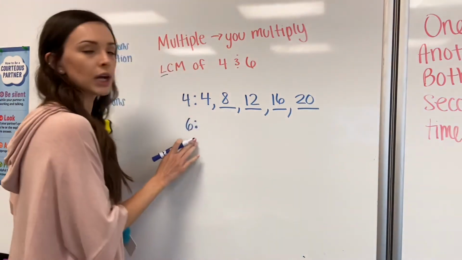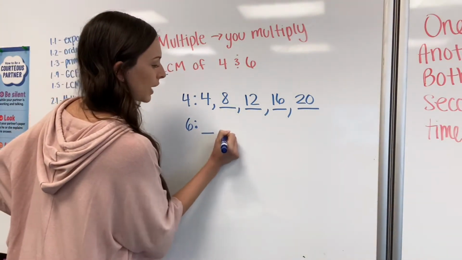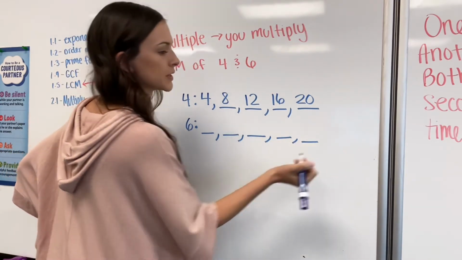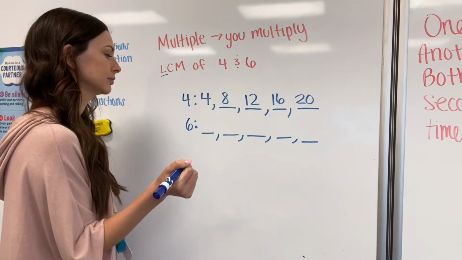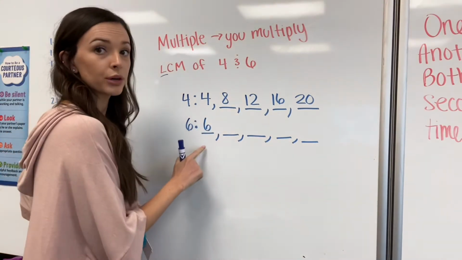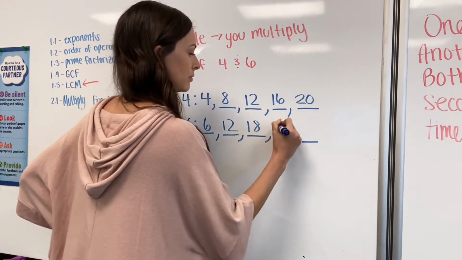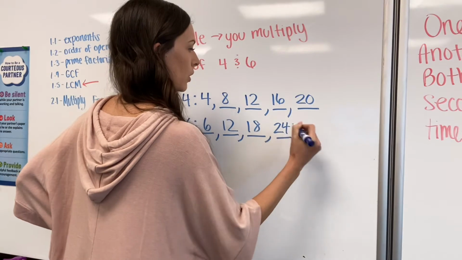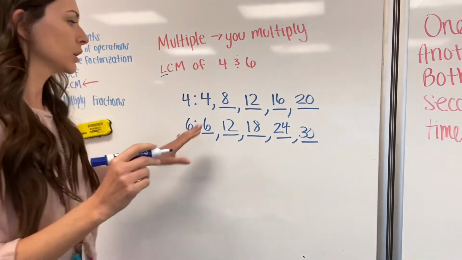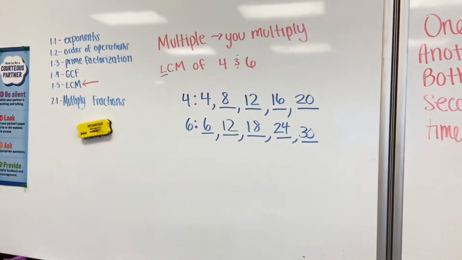Now let's take a look at the number 6. Find the first 5 multiples of 6. All right, so you should have gotten 6 times 1 is 6. That's an important first multiple. Then we have 12, 18, 24, 30.